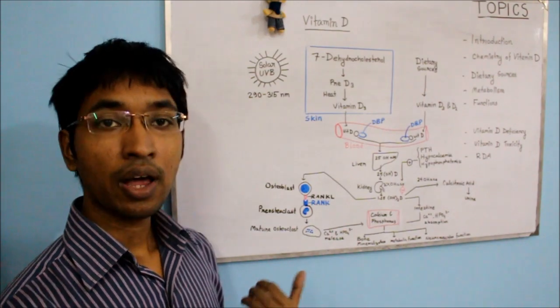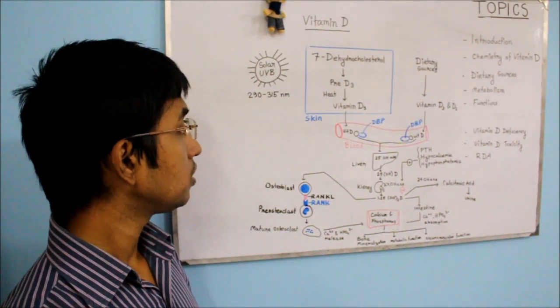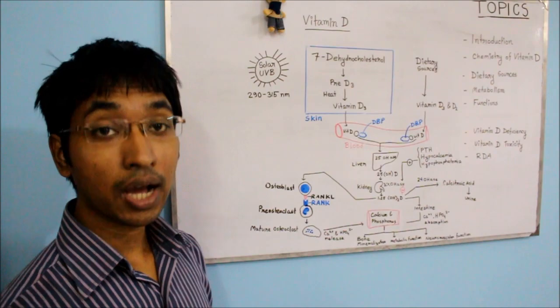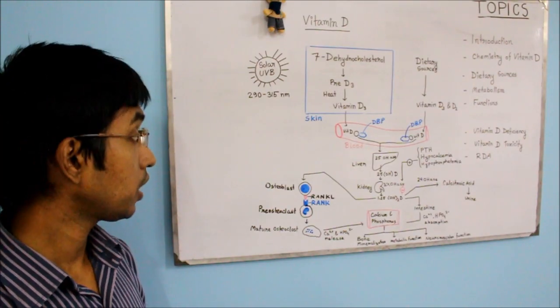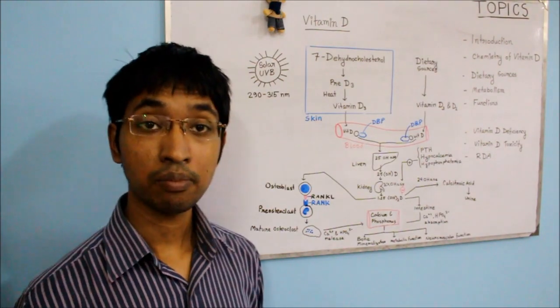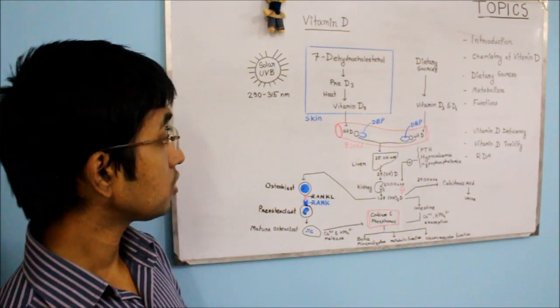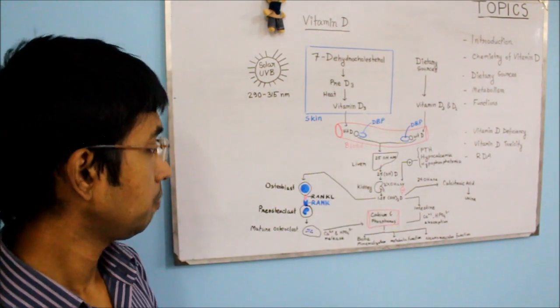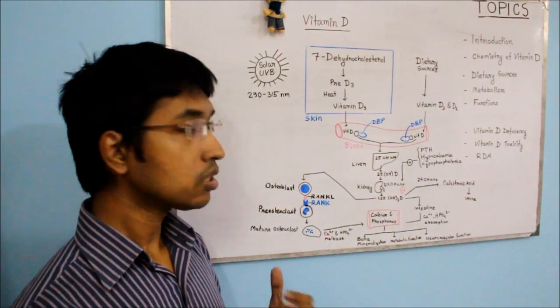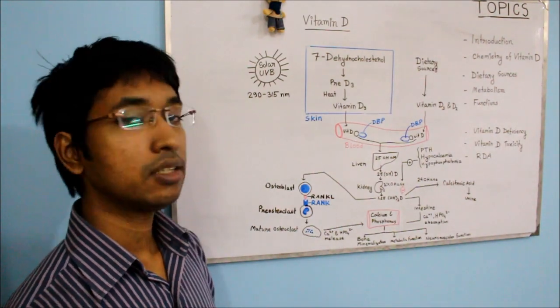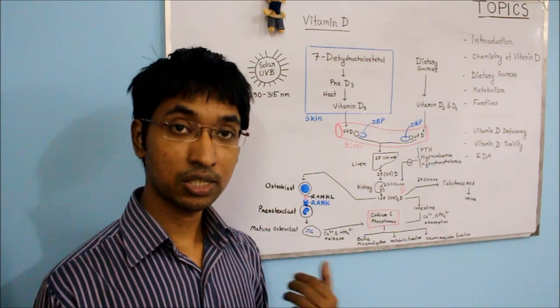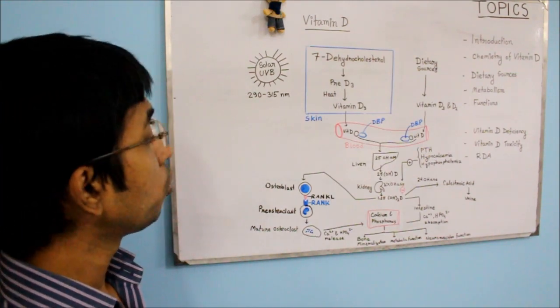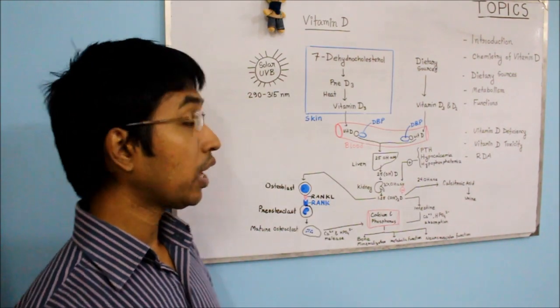So what will happen next? Vitamin D will come to the blood, and in the blood that vitamin D will bind with a protein which is known as vitamin D binding protein, or DBP. Now this complex, vitamin D and vitamin D binding protein, will ultimately go to the liver, and what will happen in the liver?